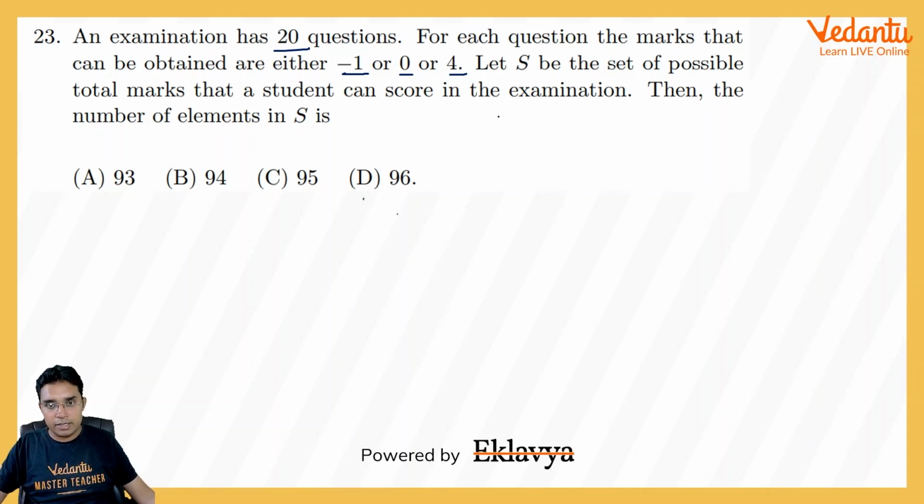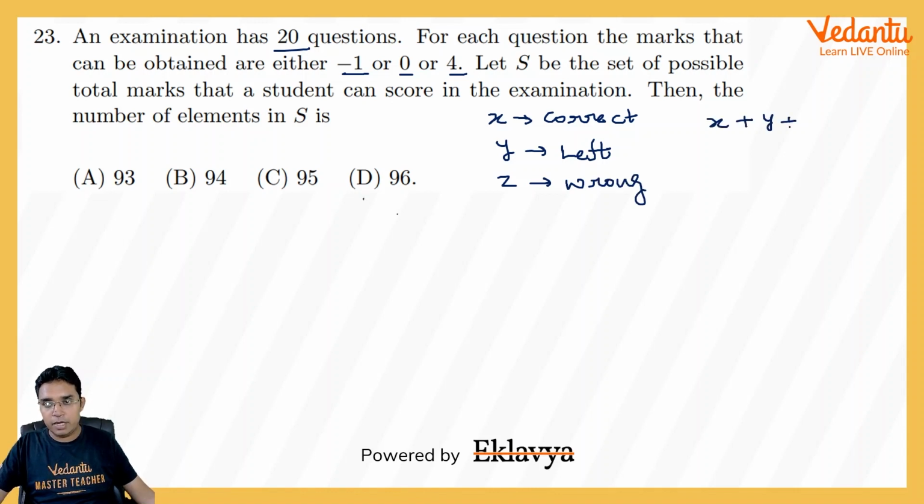Now to do this question, let us assume you have done X questions correct, you have left Y number of questions, and you have done Z number of questions wrong. So this X plus Y plus Z has to be 20. A correct question cannot be left or wrong. A left question cannot be correct or wrong. A wrong question cannot be left or correct. So this is how X plus Y plus Z will be 20. Now my score S would be, for the correct questions I will get 4x, and for wrong I will get -z.